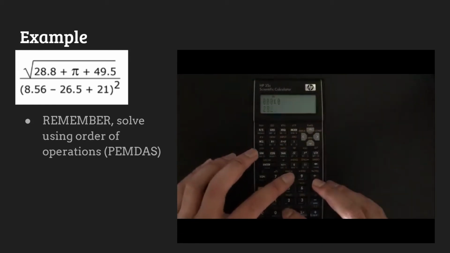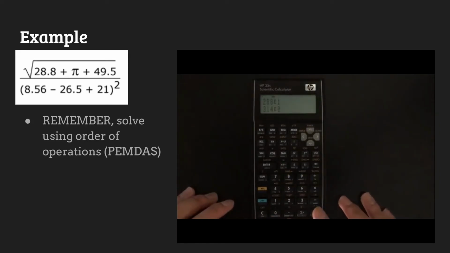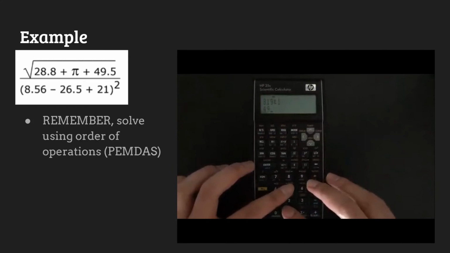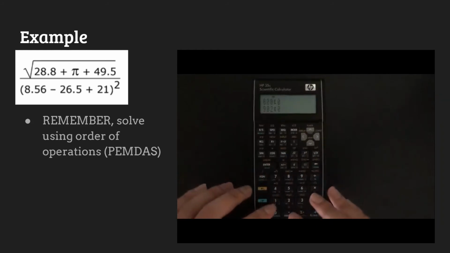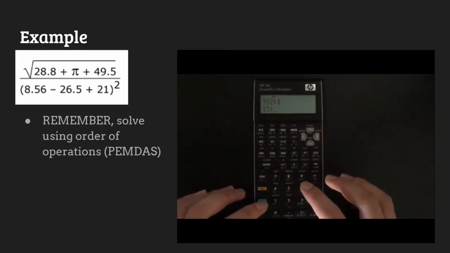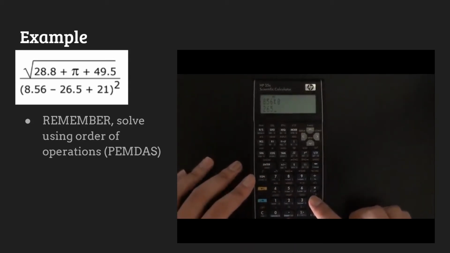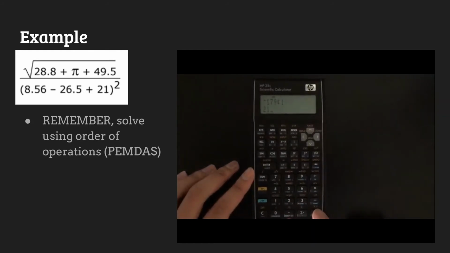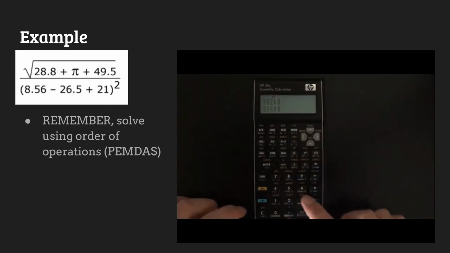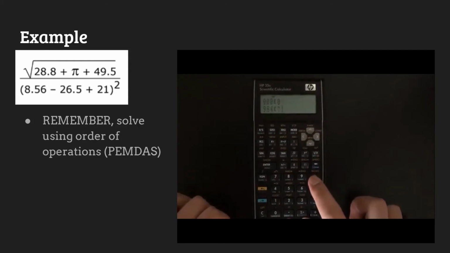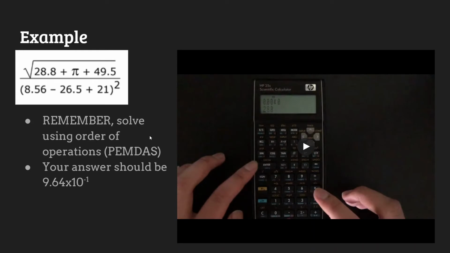So I'm going to start with 28.8, then yellow shift key cosine for pi. Now I can add, and then 49.5, and then I add, then I press square root. Now I can work on the denominator, 8.56, and then subtract 26.5, and then I add 21. For squaring, it is blue shift key and square root. That squares it, and now I can divide since the numerator is on the top and the denominator is on the bottom. Your answer should be 9.64 times 10 to the negative first.